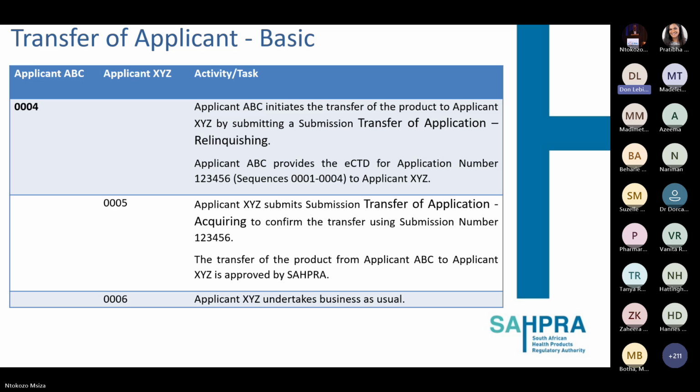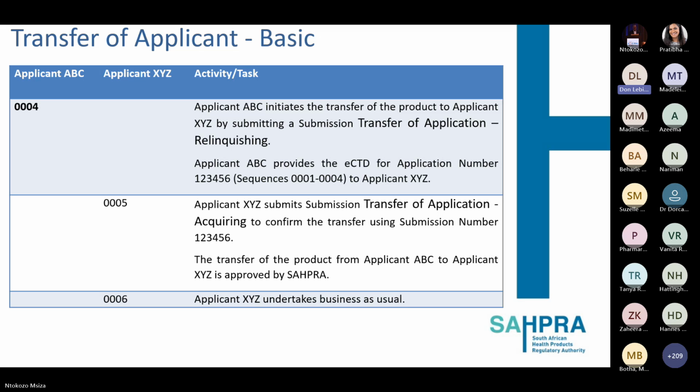And then on your sequence 4, you are now telling SAHPRA that you are doing the TOA relinquishing, and then you provide your sequence 0001 to 0004 to the acquiring applicant XYZ.